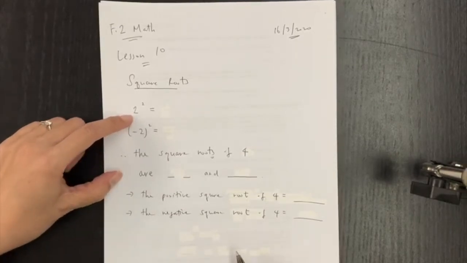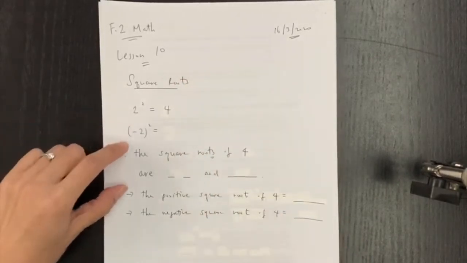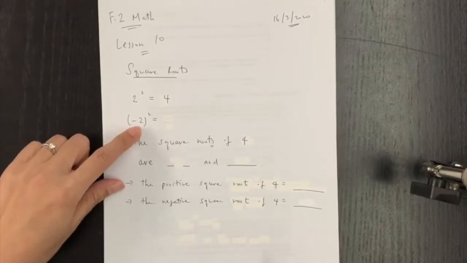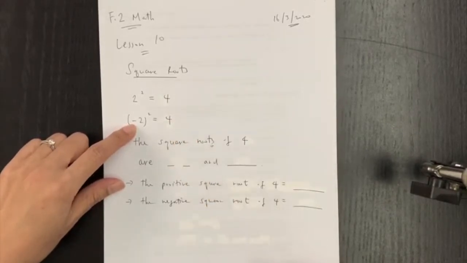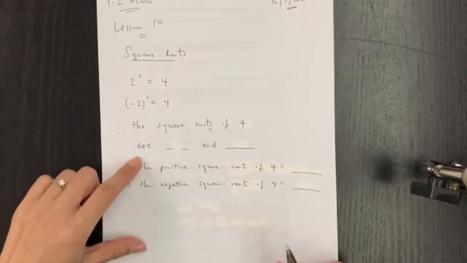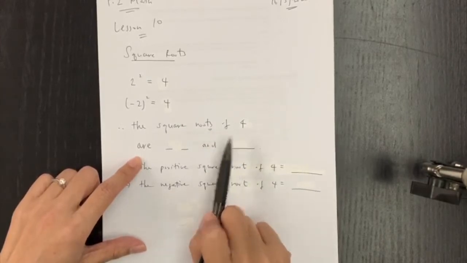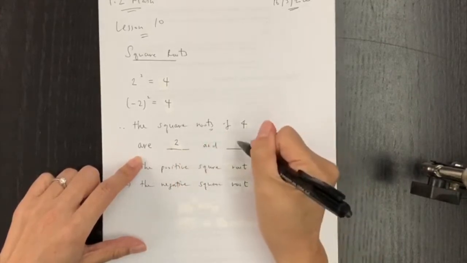Alright, so let's look at this. What is 2 squared? 2 squared is the same as 2 times 2, so the answer is 4. What about minus 2, all squared? 2 times 2 is 4, and minus times minus is also positive 4. So what is the conclusion? The opposite of that, square roots: the square roots of 4 will be 2 and also minus 2.